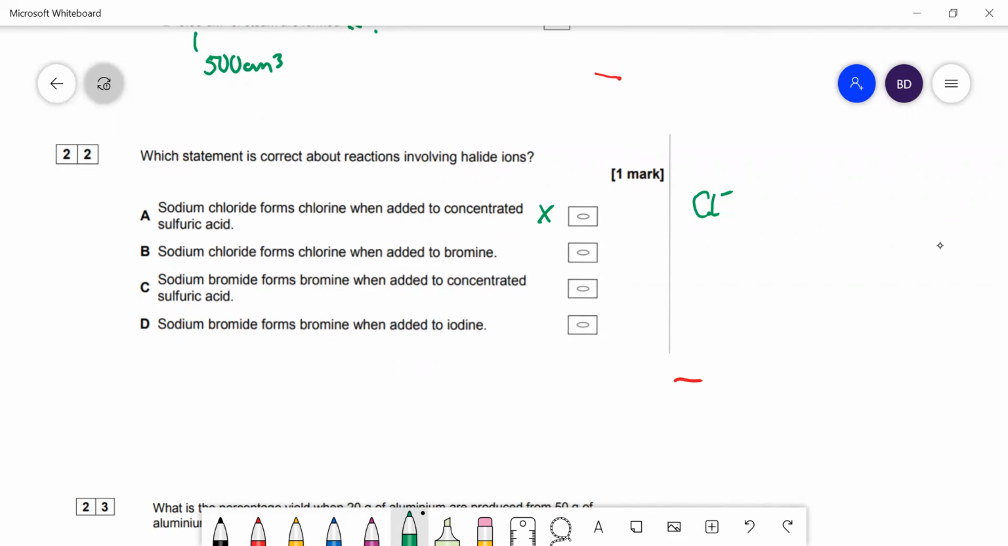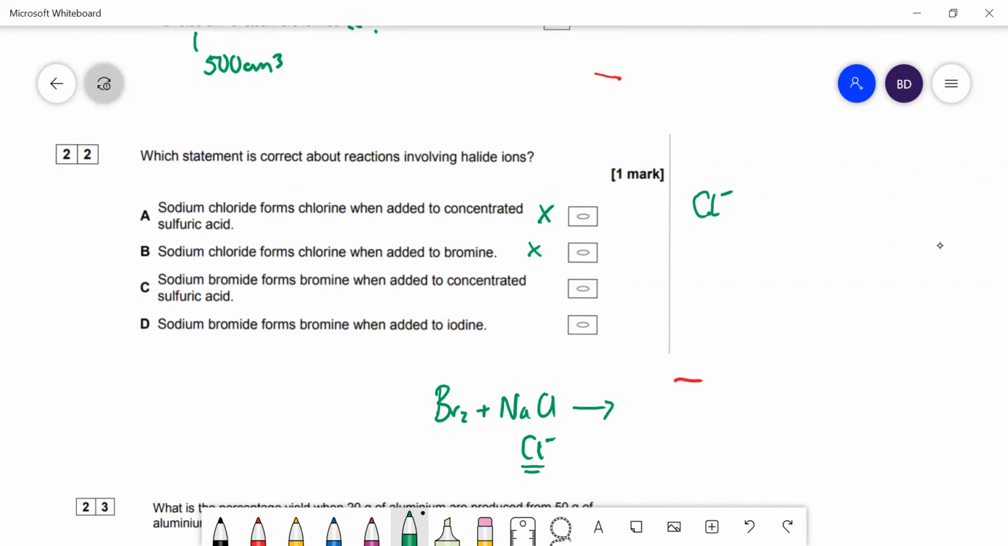Sodium chloride forms chlorine when added to bromine. So if you added Br2 to NaCl, would any reaction occur? It wouldn't, because, as I said, the chloride ions will not give their electrons to bromine because they're holding onto them more strongly. Or if you like, in GCSE talk, chlorine is more reactive than bromine, so you're not going to get a displacement reaction. That's wrong.